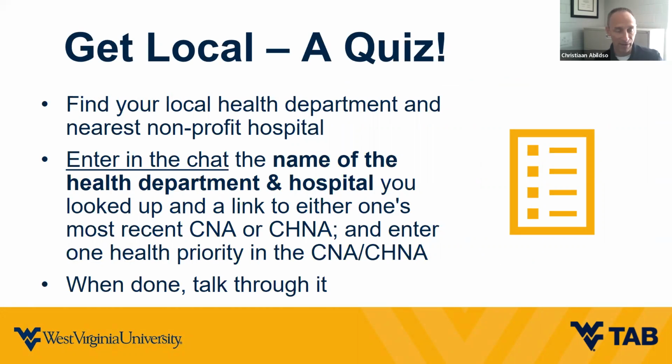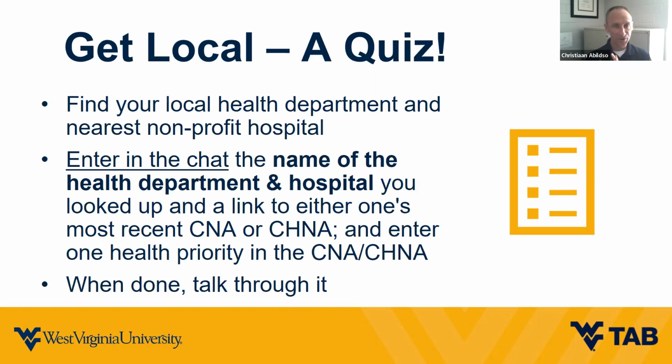Okay, so just like last time, I had you go out and find some local information. So for everybody out there, your mission, if you choose to accept it, is to go look online, look up your local health department and/or your nearest nonprofit hospital. It could be a regional health system like WVU with multiple local hospitals. But see if you can find one, either a local health department or your nearest nonprofit hospital, and look up health assessment, health needs assessment, and see if you can find one.